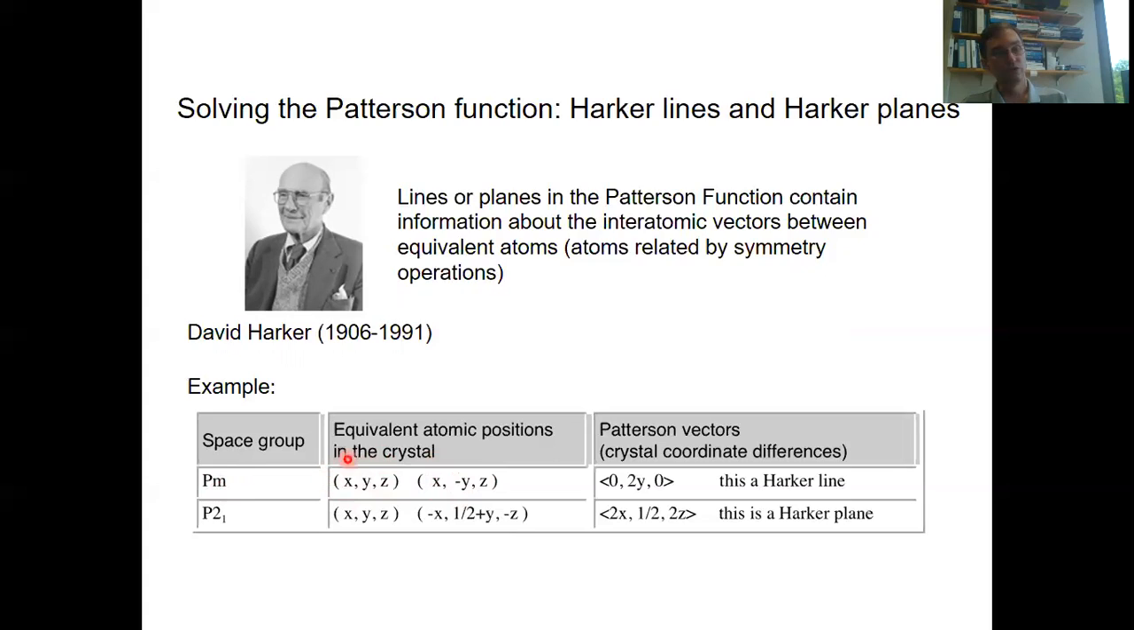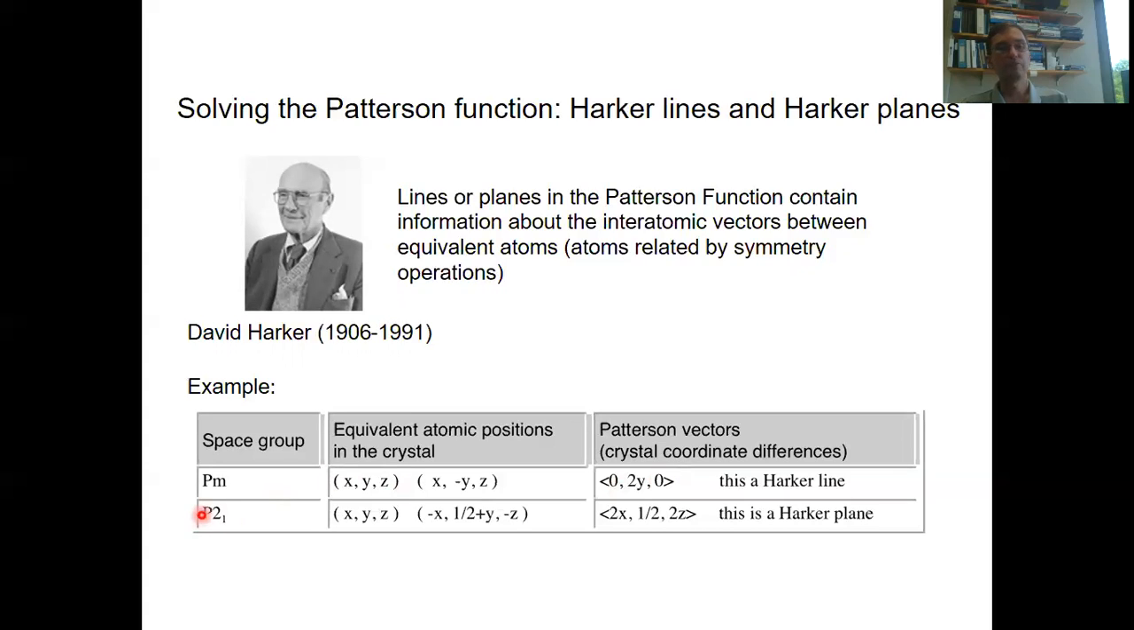Now what we can do is subtract these coordinates from each other, just like the Patterson function does. Then we find that x minus x is equal to 0, y minus minus y is 2y, and z minus z is 0. You see that this defines a line, because we have only y as the variable, while x and z are fixed values, in this case 0.